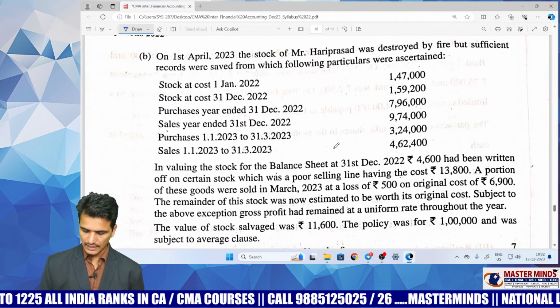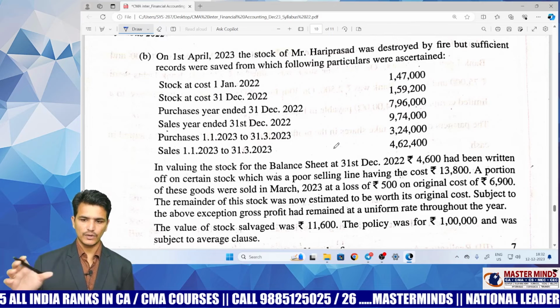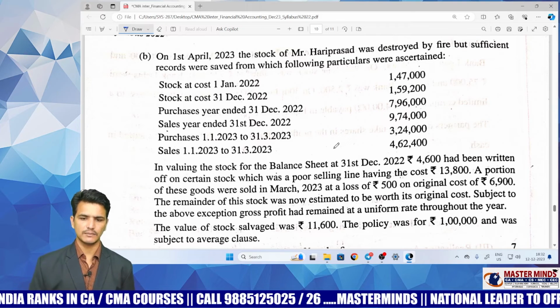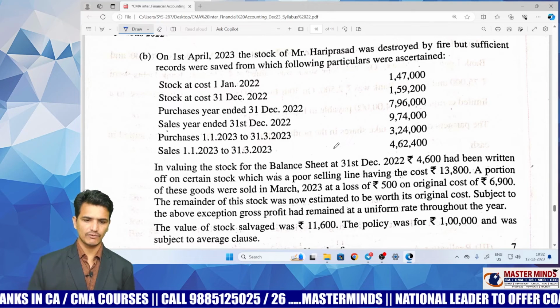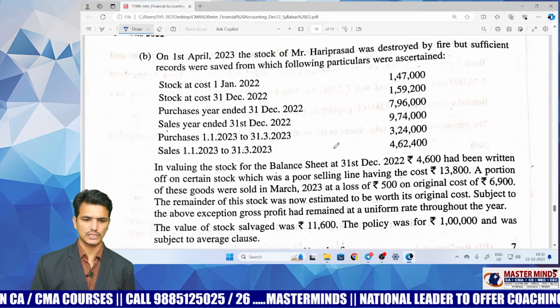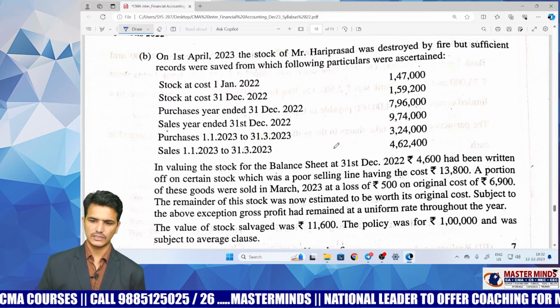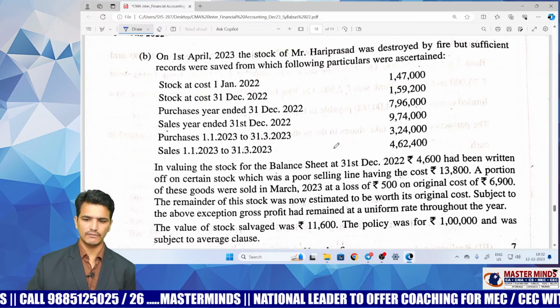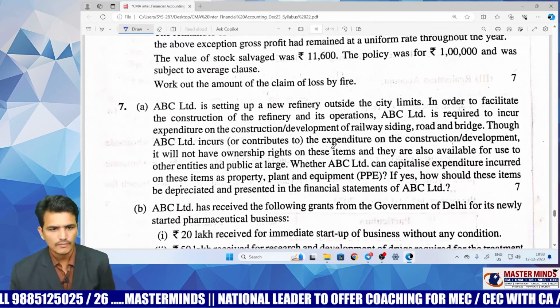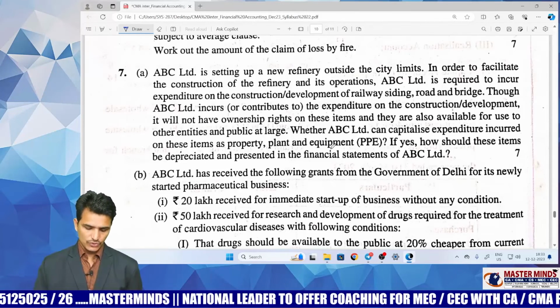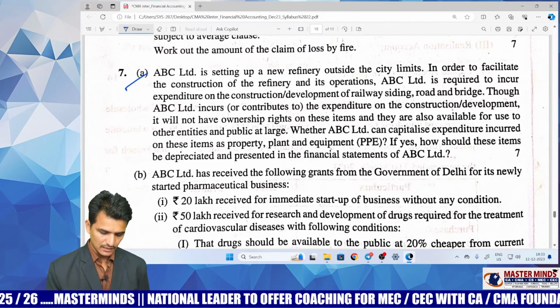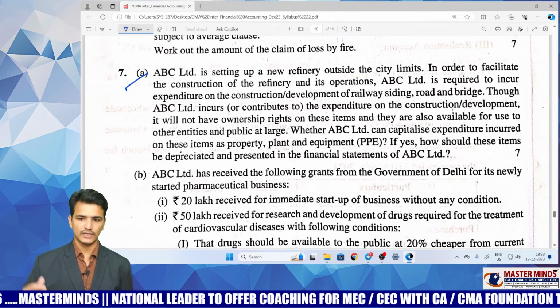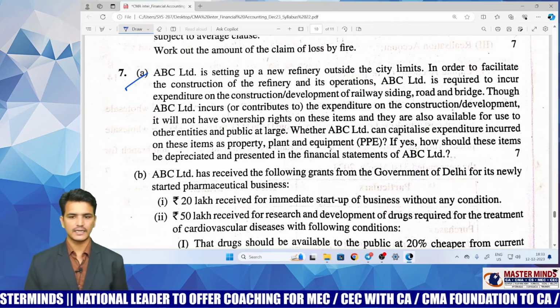So here in this question, both normal and abnormal items treatment is given, and similar model problems we already have in our material and also in the institute sources. So comfortably you can answer this question if you have gone through these kind of questions given in our material. And next, coming to question number 7a, which is based on the recognition criteria of AS10, that is property, plant and equipment.